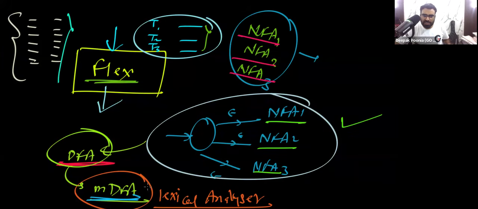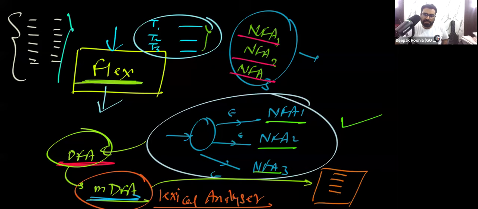Now, from this DFA, this flex software will also write a C program. And this C program is your lexical analyzer. You can use this C program and say, Professor, this is the lexical analyzer I have created. Is this clear? My project is over. I hope you understood the point.